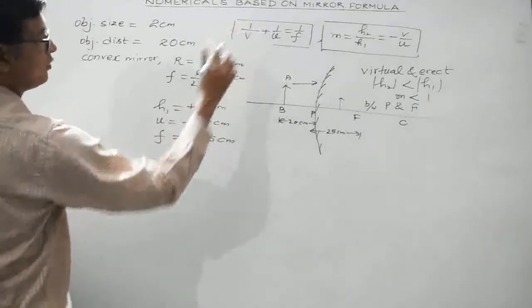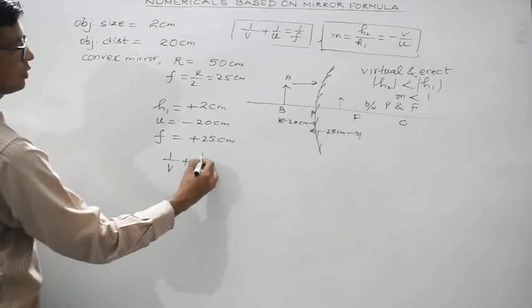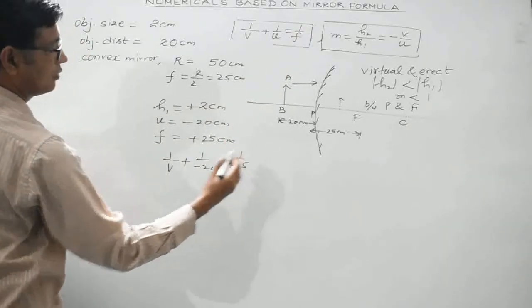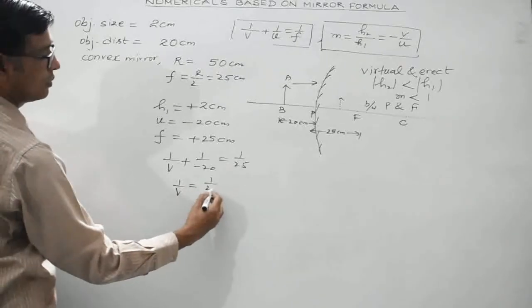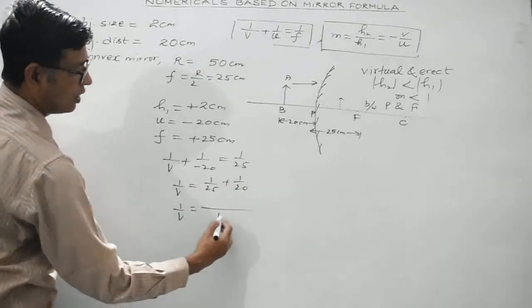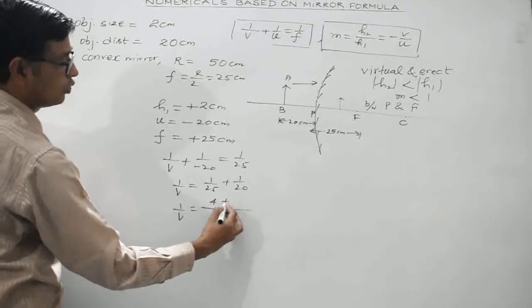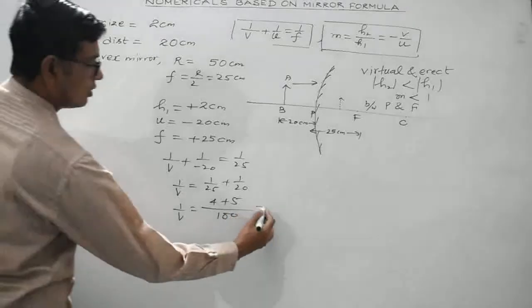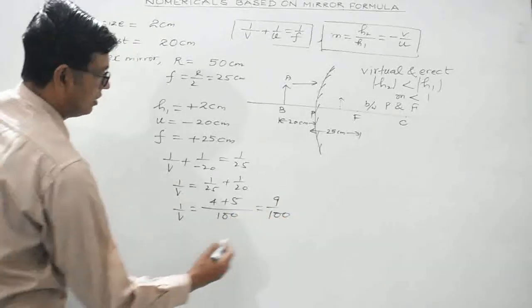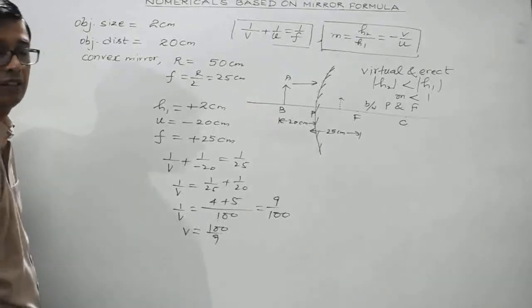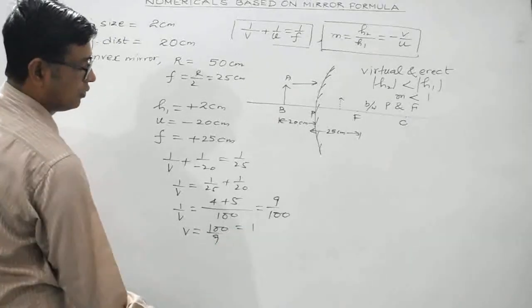Let's make use of the mirror formula. So 1 by V plus 1 by -20 is equal to 1 by 25. Let's solve it. It will be equal to 1 by 25 plus 1 by 20. So 100 can be taken as LCM: 4 plus 5. Isn't it? So it will be equal to 9 by 100. So V would be equal to 100 by 9.